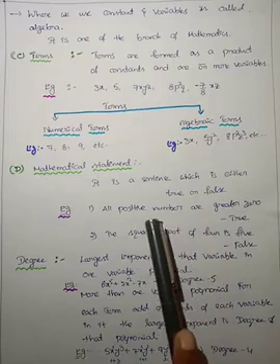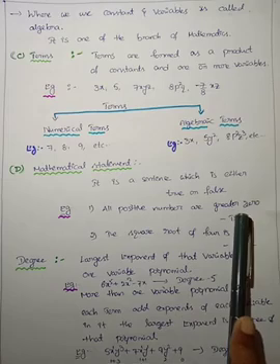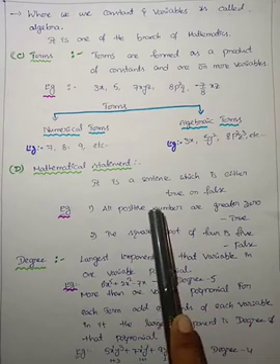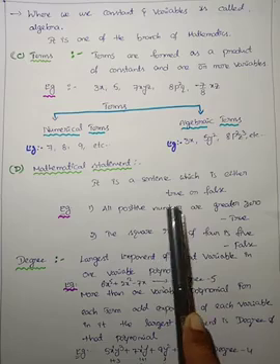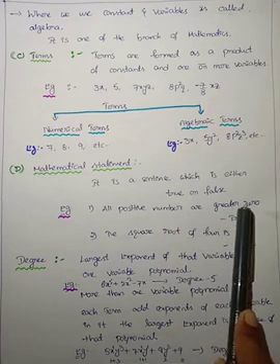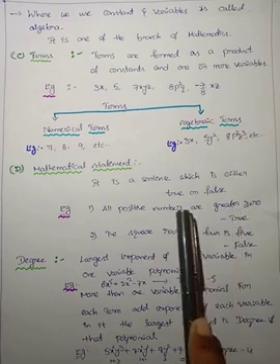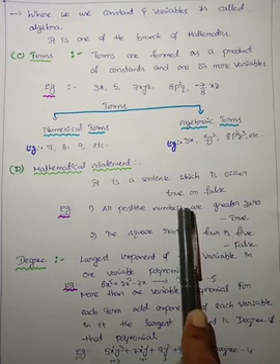For example, all positive numbers are greater than 0. All positive numbers means 1, 2, 3, 4 and so on, the natural numbers. They are all greater than 0. Is it true or false? It is true. So it is a mathematical statement.